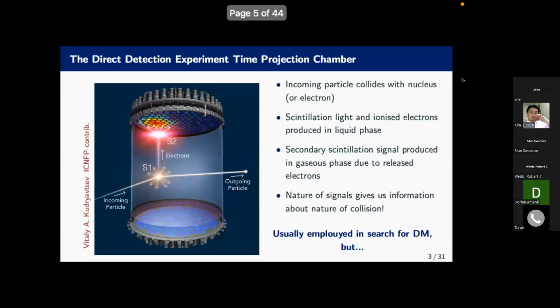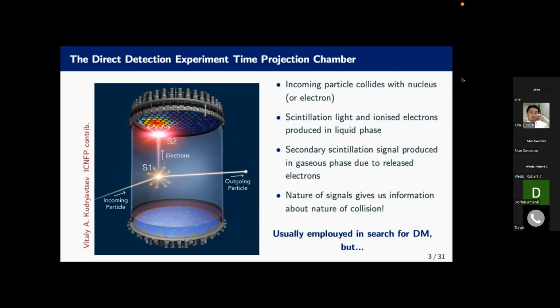Direct detection experiments might not be the first thing that come to your mind as a sort of probe of neutrino physics. But as we'll see, they're very, very well placed to do this. So for those of us that don't know too much about direct detection experiments, here's a very nice visualization of what's called a time projection chamber. The details aren't too important.